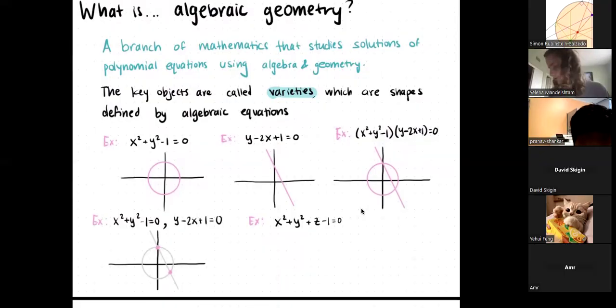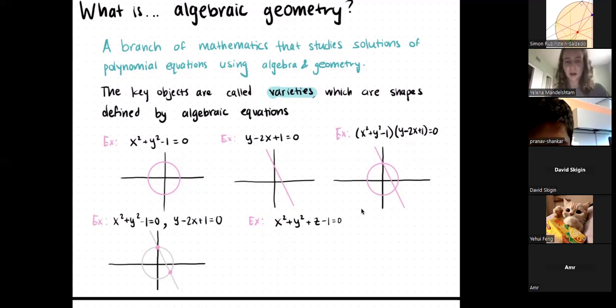And so I drew a bunch of varieties that live in the xy plane, but we can also include more variables, and then we'll live in higher dimensional planes. So here with 3 variables, we'll have a variety that lives in 3-dimensional space. Let's think about what's going on here. So we have x squared plus y squared plus z minus 1 equals 0. So when z is 0, then we just have x squared plus y squared minus 1 equals 0, so a circle. So when z equals 0, we have a circle.